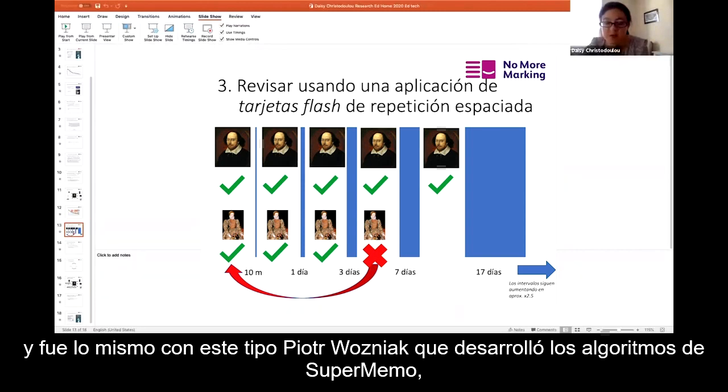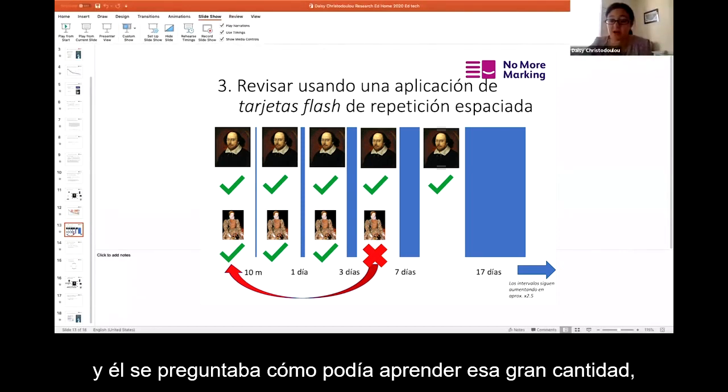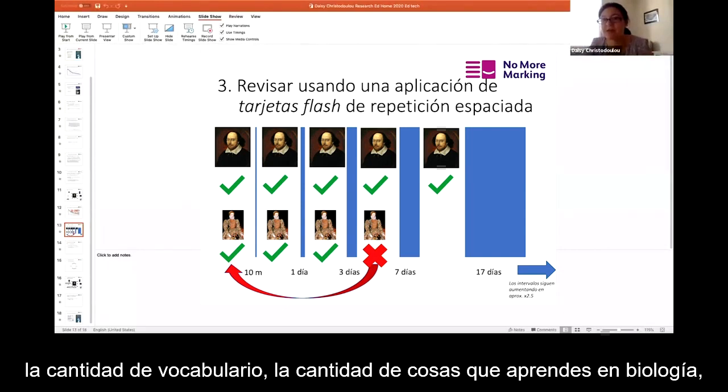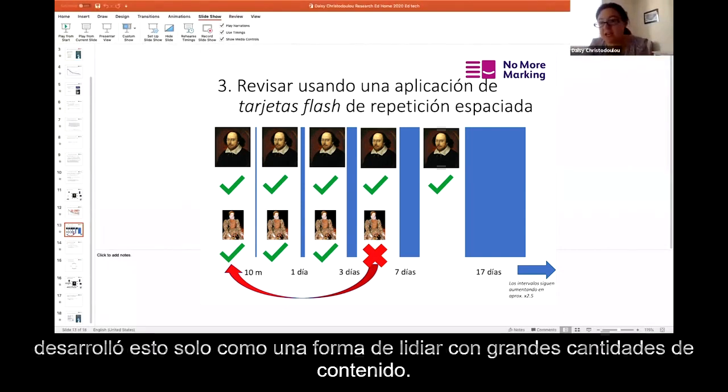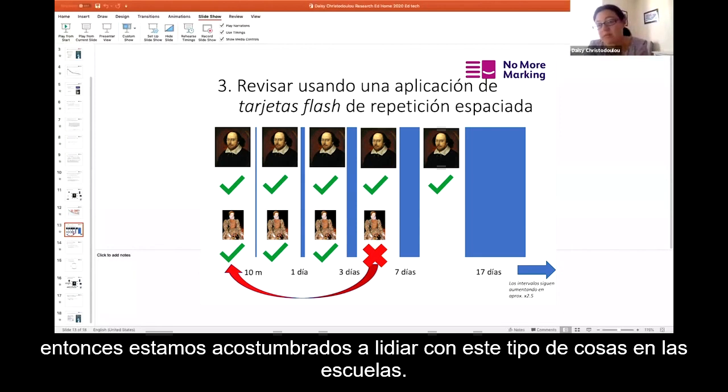And it was the same with Piotr Wozniak, who developed the SuperMemo algorithm. He was studying biology, he wanted to learn English, and he was almost appalled at the sheer amount he would have to learn, the amount of vocabulary, the amount of things you learn in biology. And he developed this just as a way of dealing with massive amounts of content. So the pioneers of people using this are people using it to learn far, far more than we're accustomed to dealing with in schools.